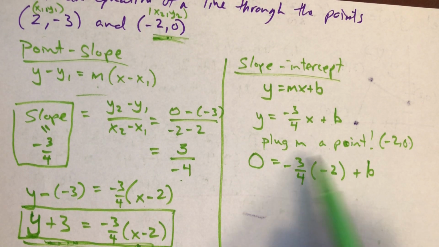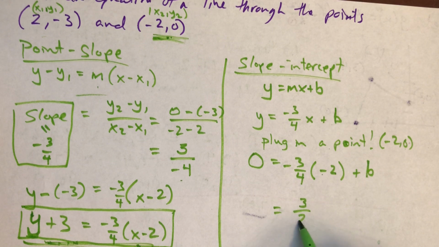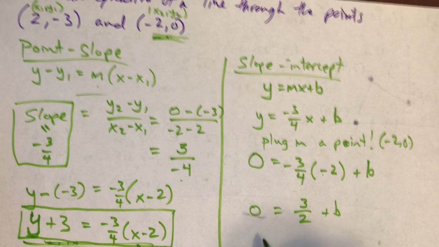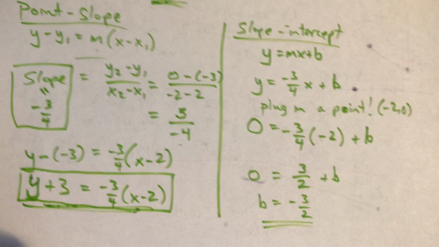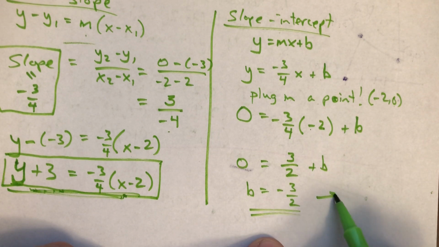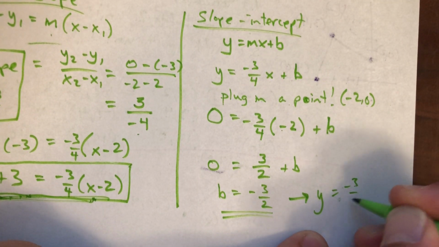So let's simplify this really quick. We know that 2/4 is 1/2. The negatives are going to cancel each other, so this object here is just 3/2. And we have it, so we can subtract 3/2 from both sides. And there is our y-intercept. And now we are finished.